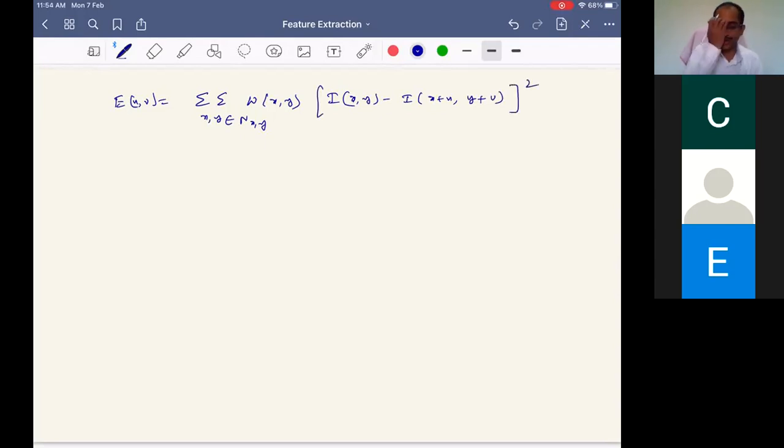Now the question is, how do I minimize? My optimization function is to minimize it for all u comma v, and find out first u star comma v star. Or directly you can find out the minimum, E of u star comma v star. That's what the optimization is.